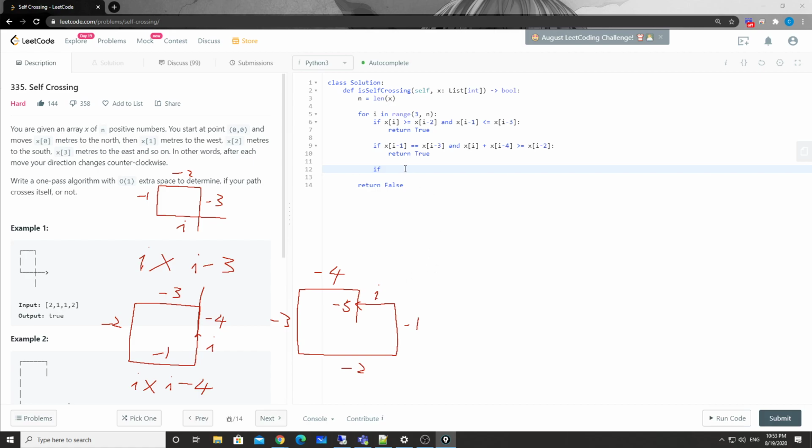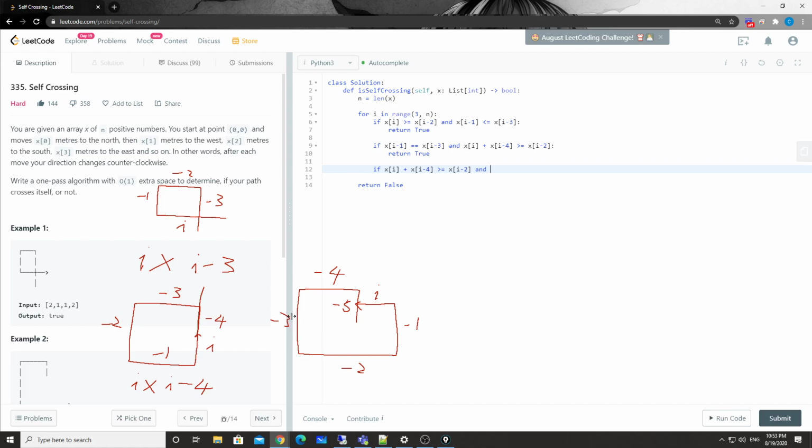So how many conditions do we need in this case? I think the first one is this: the I minus 4 plus I should be greater than the I minus 2, right? So that's the first condition. Basically, I plus xi minus 4 needs to be greater than the I minus 2. Okay, so that's the up and down. How about the left and right?